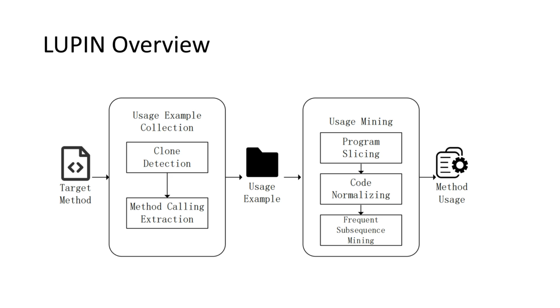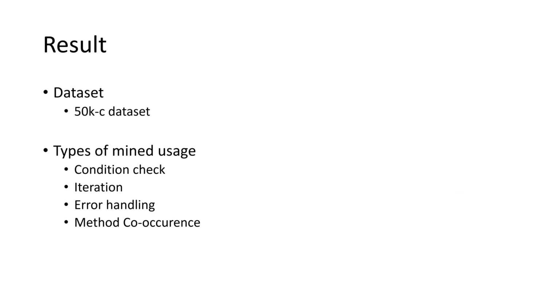Based on that idea, we propose an approach named Looping to detect usage patterns for a target method. Firstly, based on a target method, Looping detects the type 1 and type 2 clone code. Then it collects all the usage examples from both the target method and its cloned methods. Then it applies program slicing based on the program dependency graph to remove useless code and normalizes the relevant code at text, statement, and syntax 3 levels. In the last step, it mines the usage patterns by frequent subsequence mining.